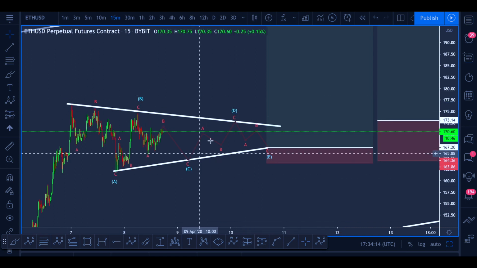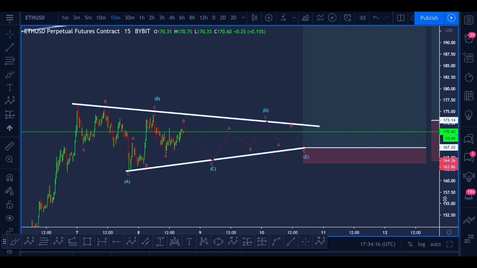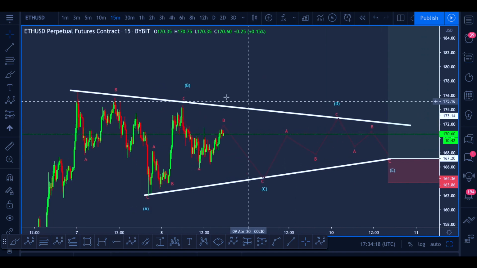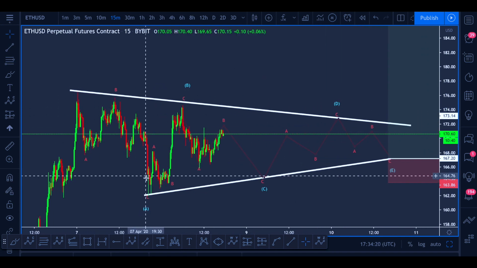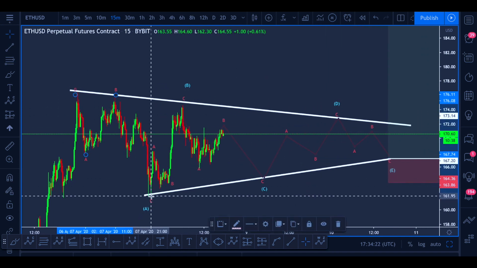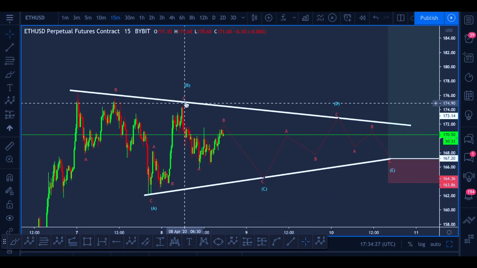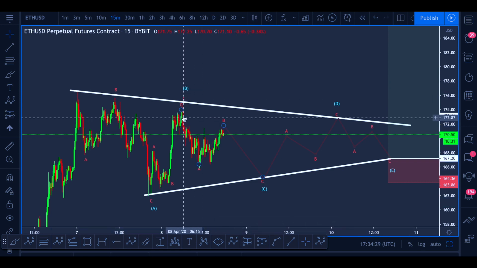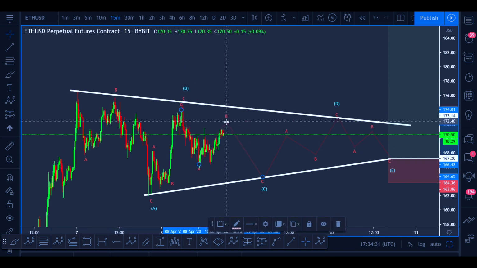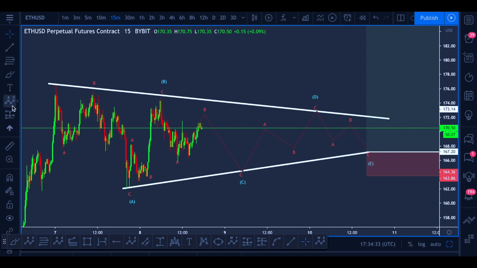So A, B, C, D, E, and each wave, if you zoom in, you should be able to count 3 waves on each move. So we're counting this as A, B, C. Those 3 waves are counted as ABCs. That creates A. Then A, B, C creates B. Now we have A done. I believe we're working on B right here. And you could take a scalp if you wanted to short, but I wouldn't necessarily right here.